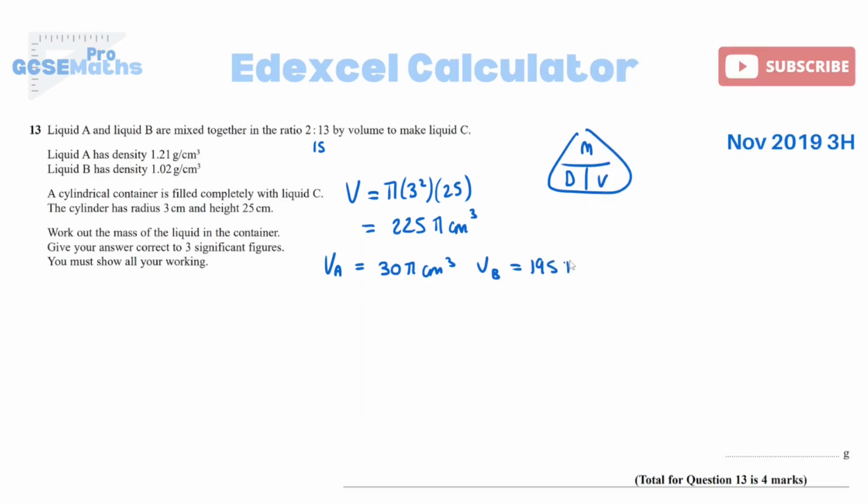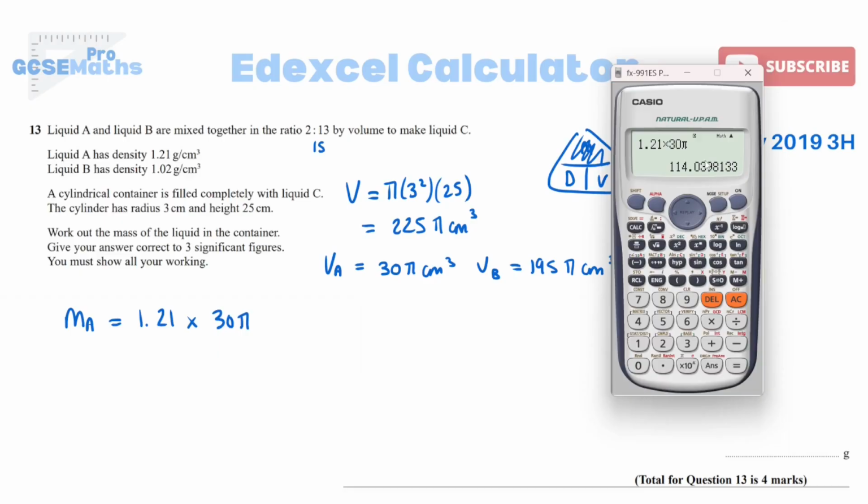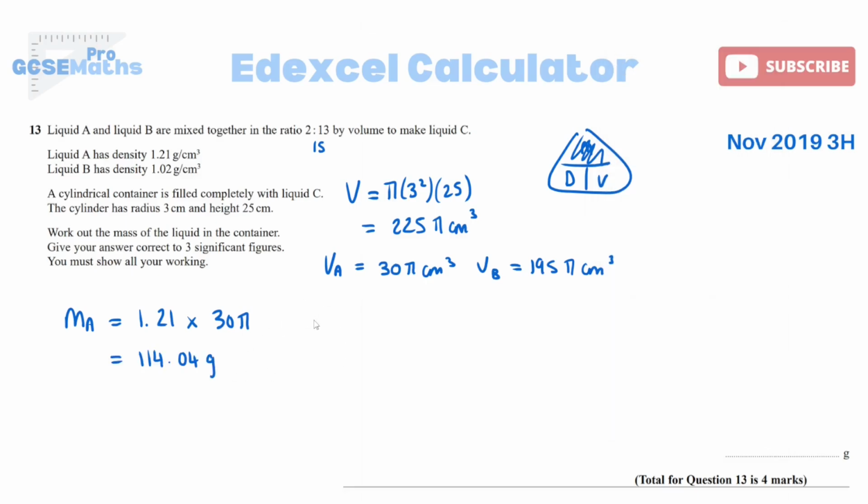I'm only doing this just to avoid rounding my decimals, really. That's the only reason. So I've now got the volume of each, I've got the density of each, so I could work out the mass of each of them. So for the mass of A, we know it's density times volume, so that would be 1.21 multiplied by 30 pi, which obviously now is going to give me the decimal, so that would be 114 point, let's say 04-ish, and that's in grams. And then the mass of B, we do exactly the same thing.